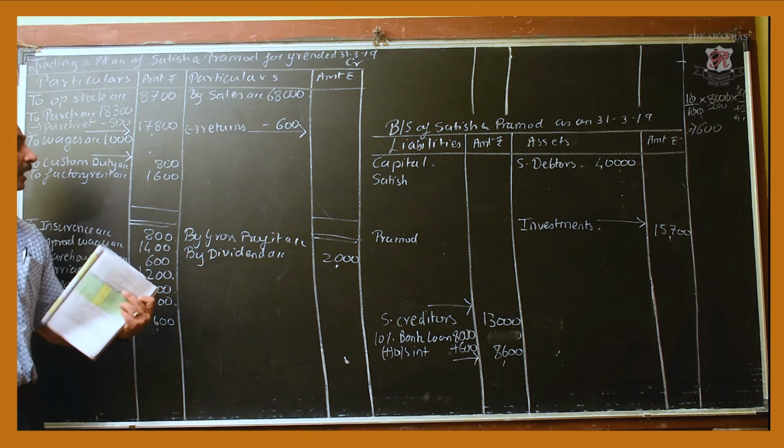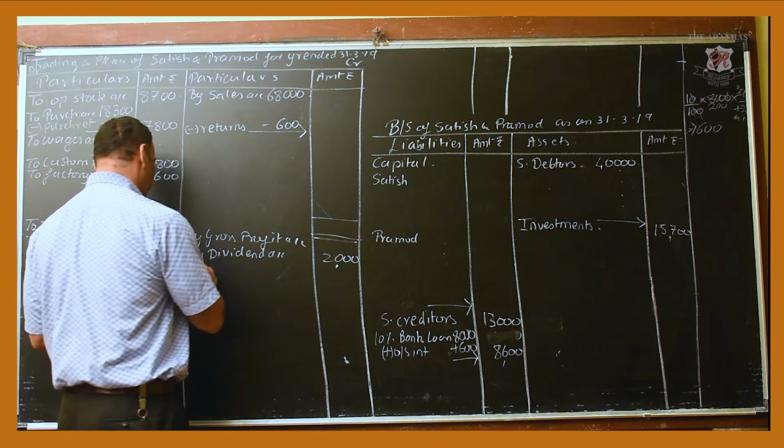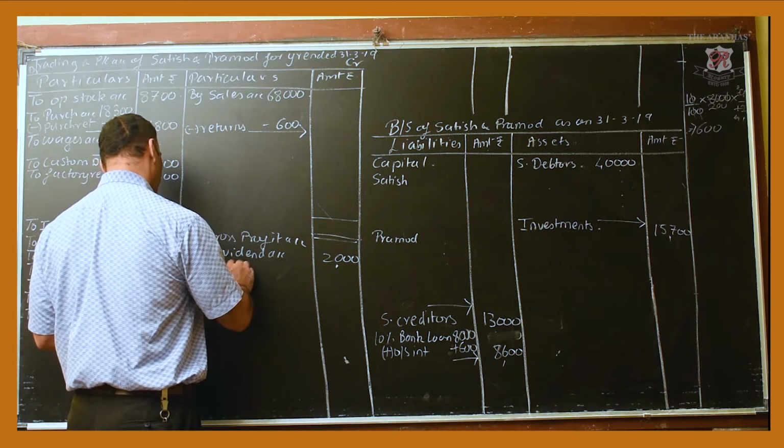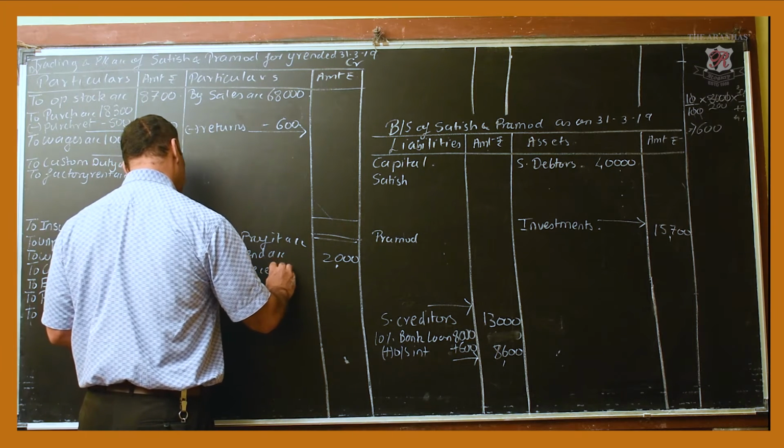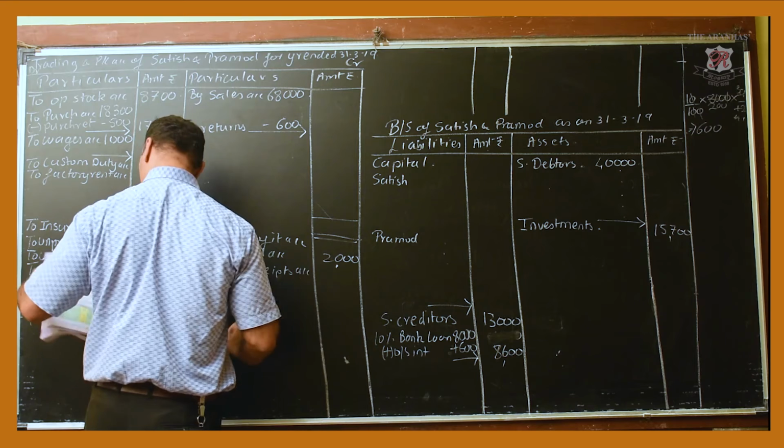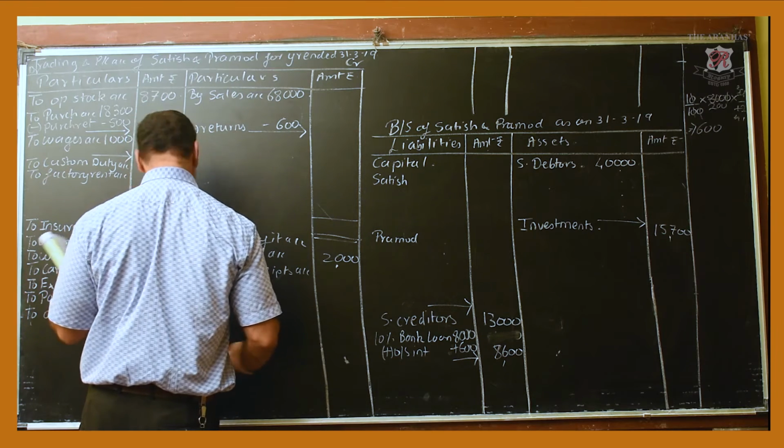After the bank loan is other receipts. Other receipts will come here on the credit side. By other receipts, 1,000 rupees.